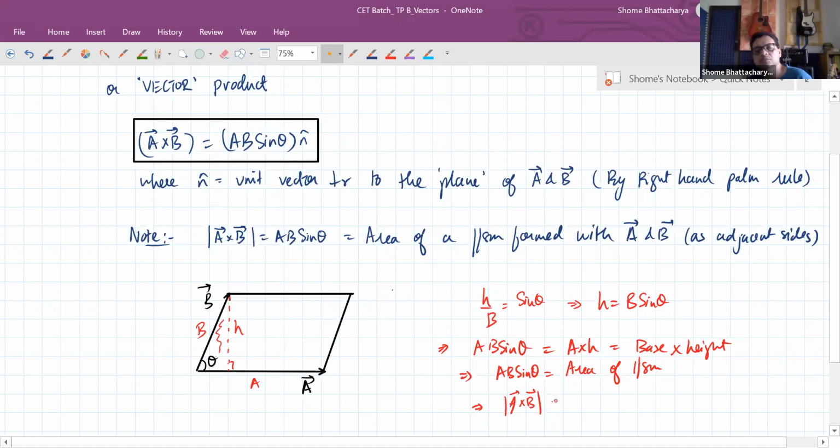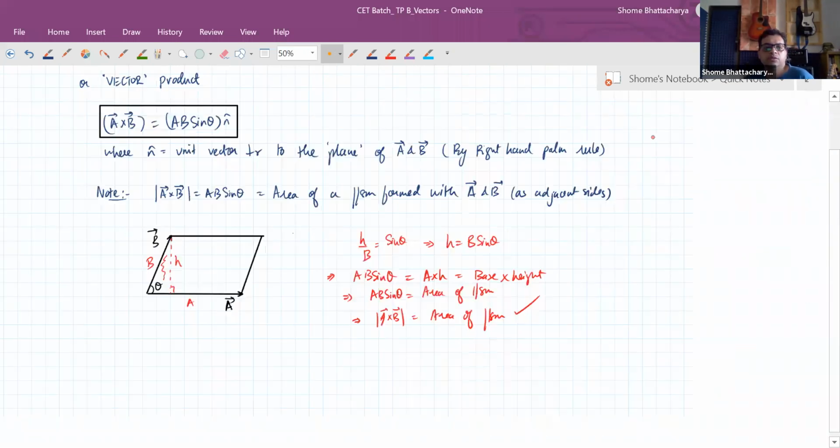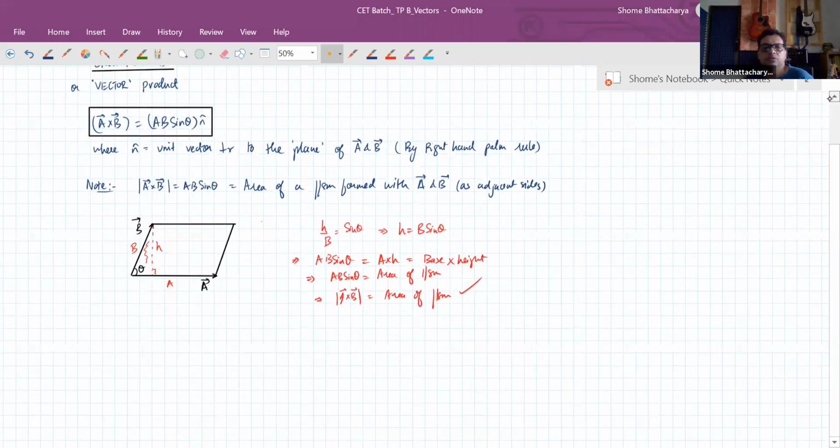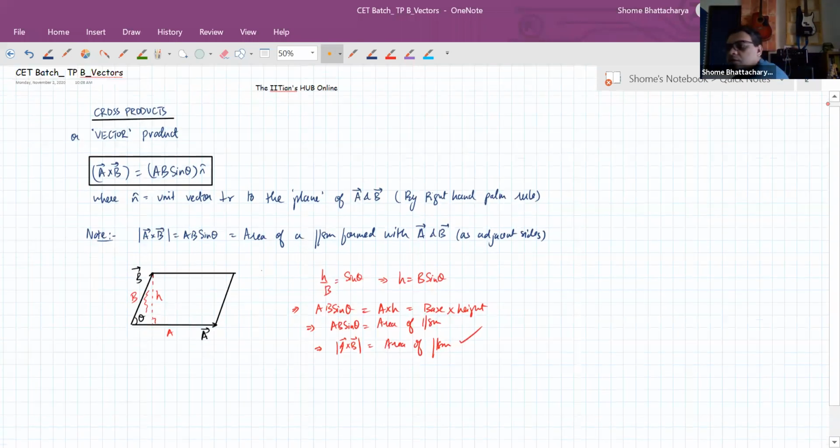So what does that become? Geometrically, it becomes the area of the parallelogram formed by A and B. So make a quick note of this point over here, that the magnitude of the cross product, AB sine theta, geometrically represents the area of the parallelogram formed by vectors A and B.